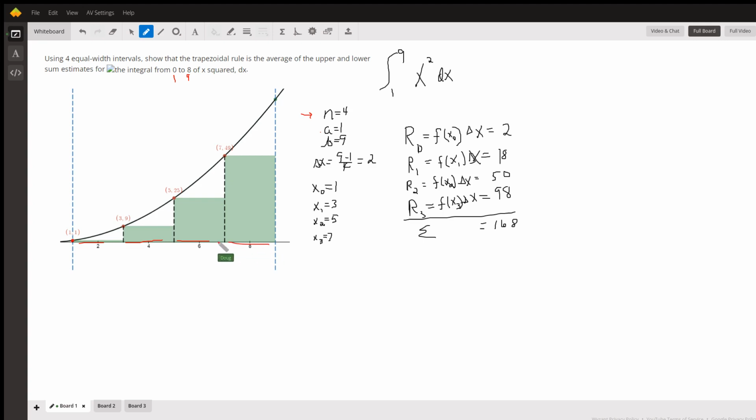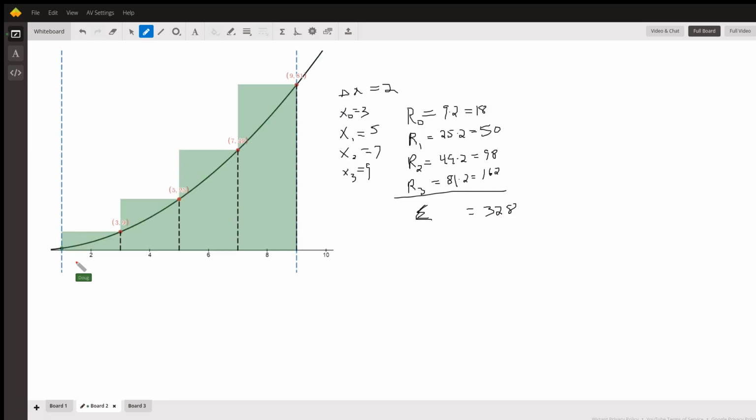So to find the area, using left-hand endpoints, we'd start at 1 and go 2 to the right to get to 4 rectangles. So I call this rectangle 0, 1, 2, and 3. And so here is how we calculate the areas of those rectangles. This is the height, this is the length, or length and width. And if you add those all together, you get 168.